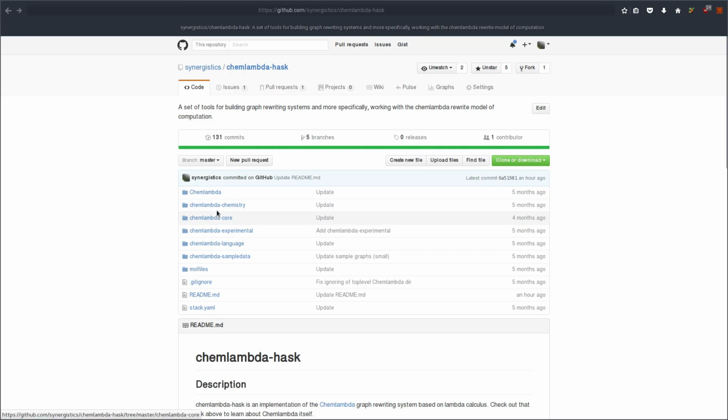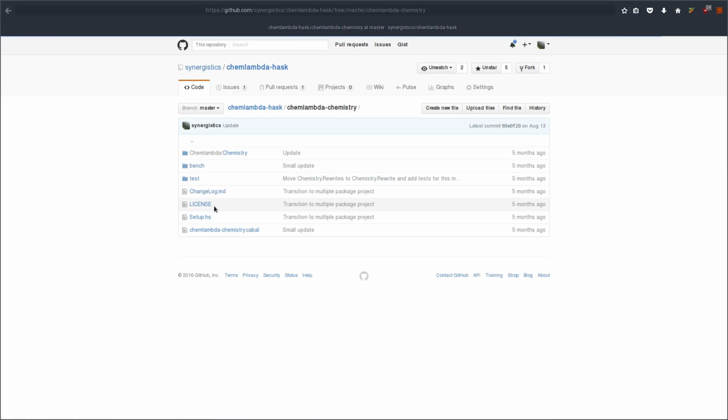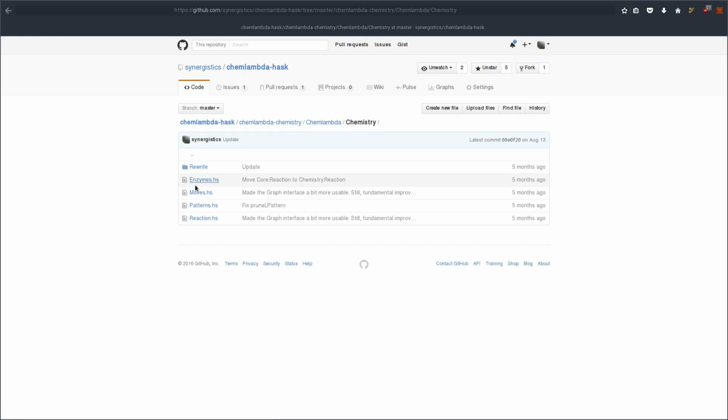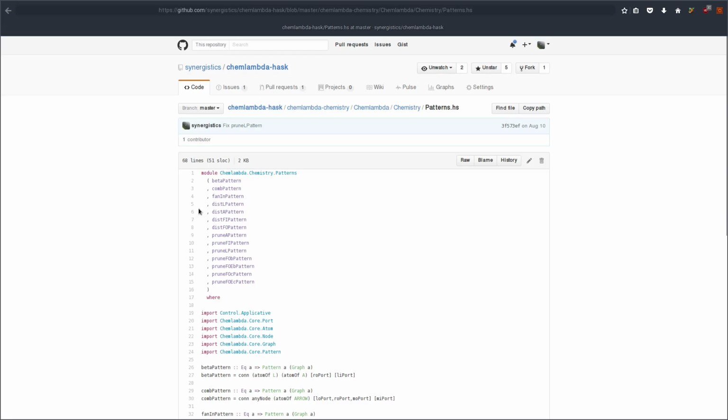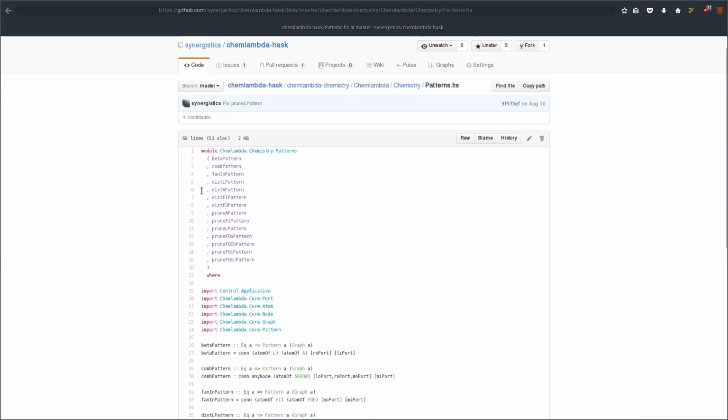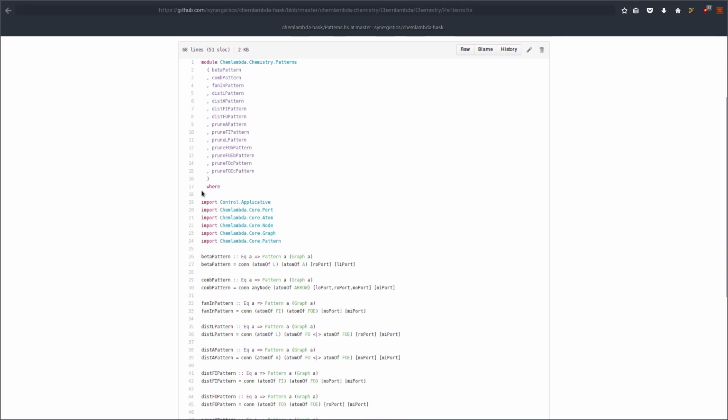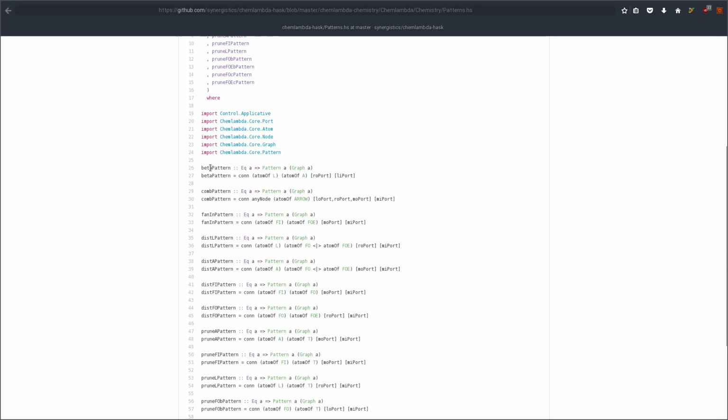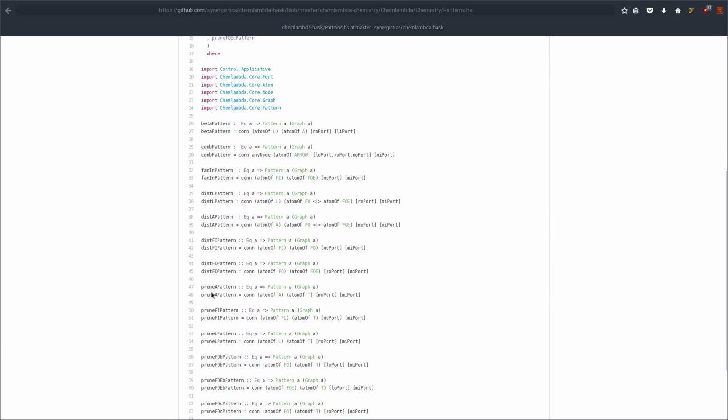Alright, so now we're going to move on to the chemistry modules. This is the set of modules that defines Chemlambda's specific chemistry. In core, you're able to define a multitude of rewrite systems because the core is so general. It doesn't require Chemlambda's chemistry to work. So we can use what core provides us, all those primitives we define, to make specific chemistry, specific rewrite systems.